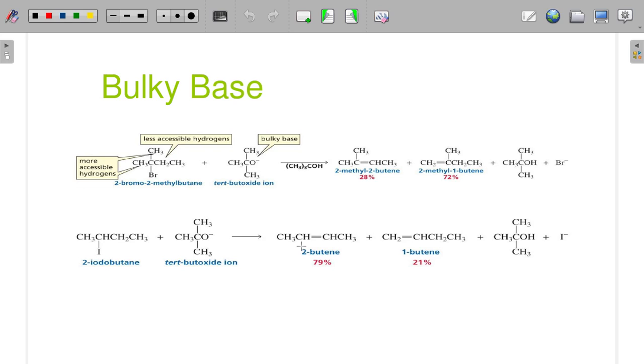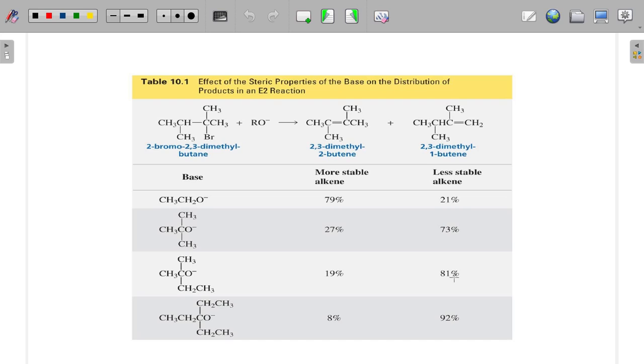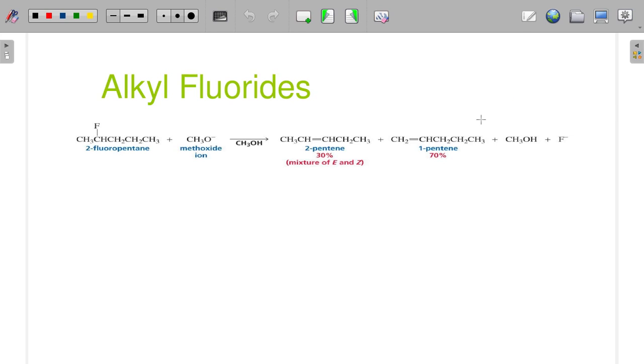I'm looking at these numbers. This should be your major. I have no idea where I got with those numbers. All right, so we can actually call it a bit. The more bulky it gets, the more likely you're going to get to that less stable alkene where the double bond is further out or more hydrogens on it.